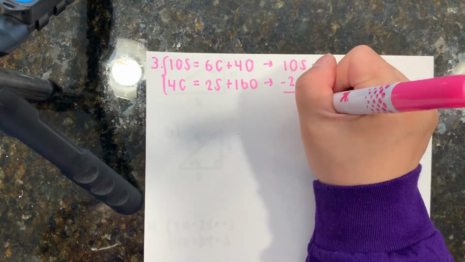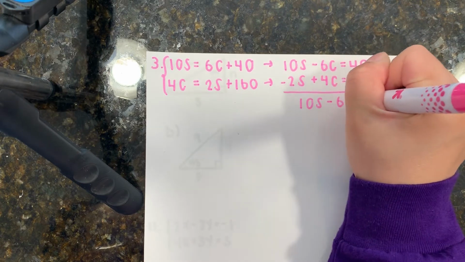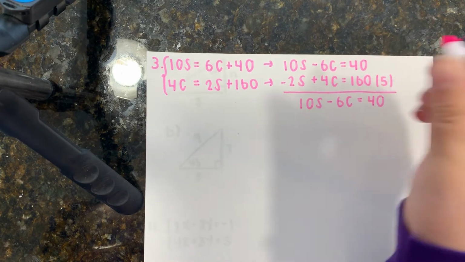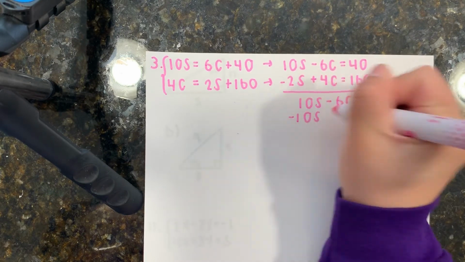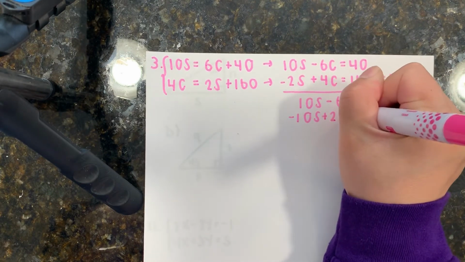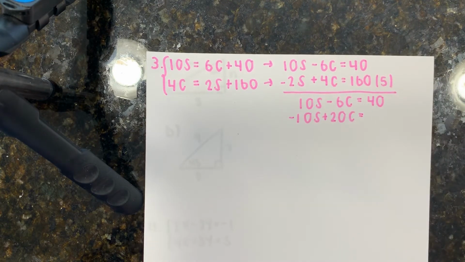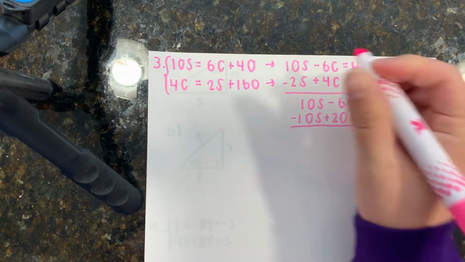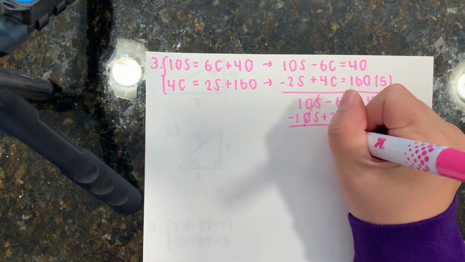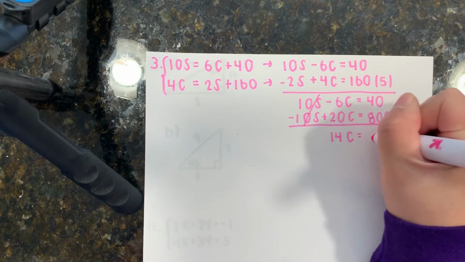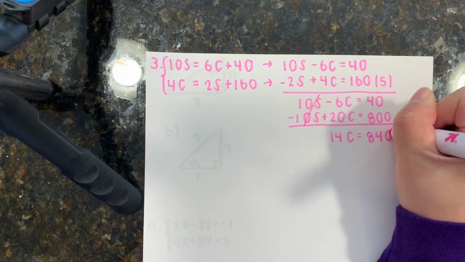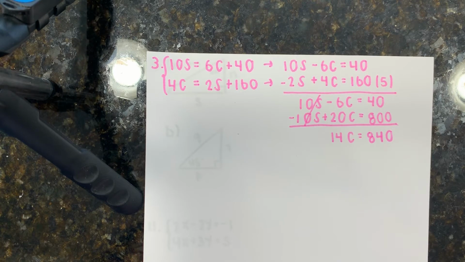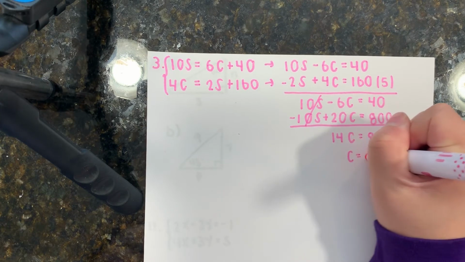So that would be 10s minus 6c equals 40. The bottom would turn into negative 10s plus 20c equals 160 times 5, which is 800. Now when I add that together, the s's cancel, and I'm left with 14c equals 840. And when I divide 840 by 14, I get c is equal to 60.